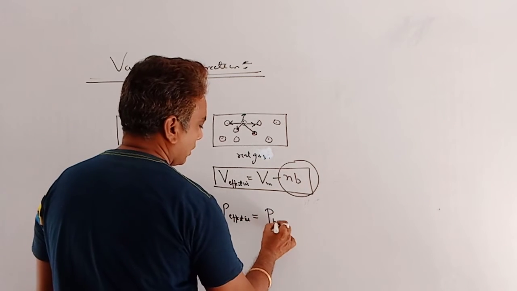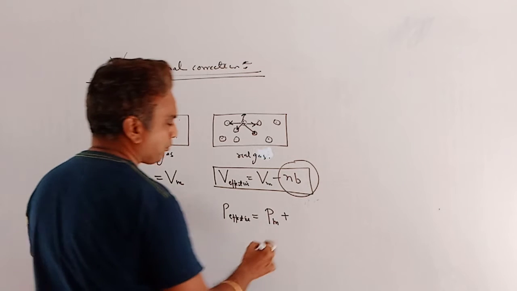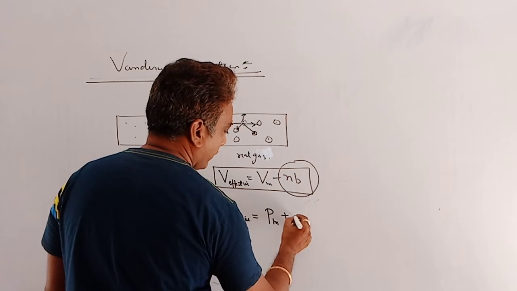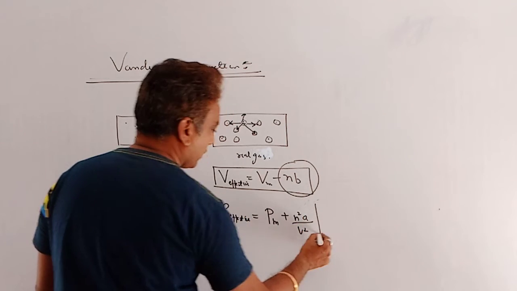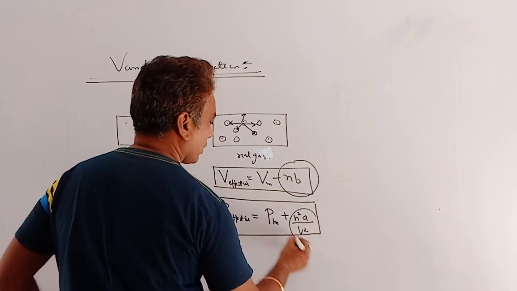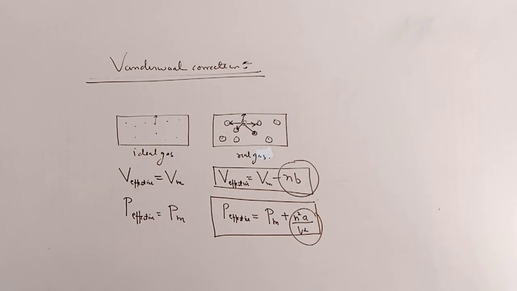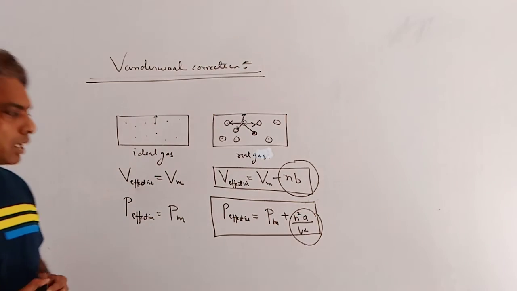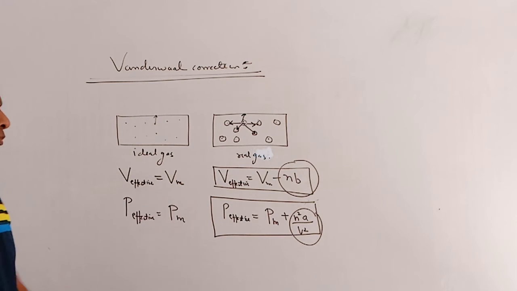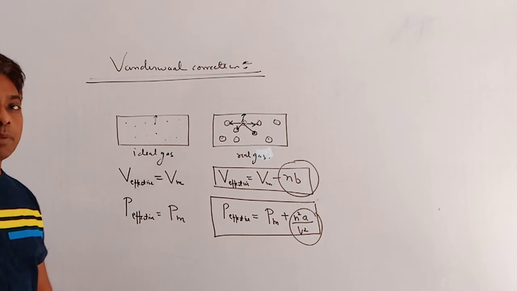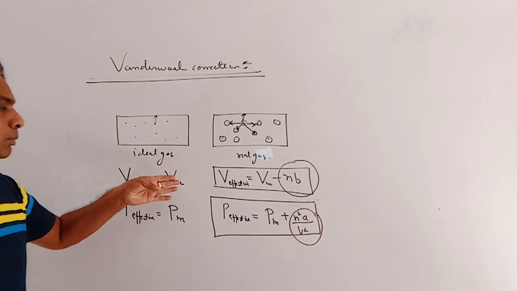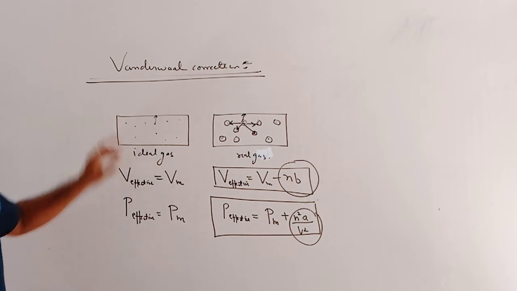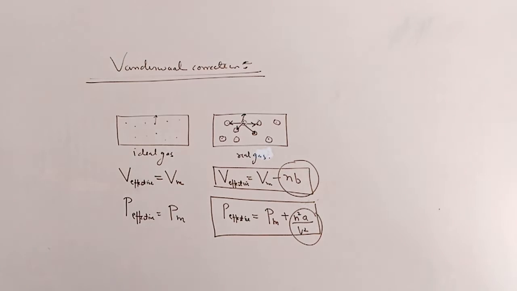So after addition of some term, which is n square a upon V square, known as pressure correction. This term is known as pressure correction, n square a upon V square. So in case of real gas, the volume correction is nb, while in case of ideal gas, the volume correction is 0, since the size of ideal gas particles is very small.